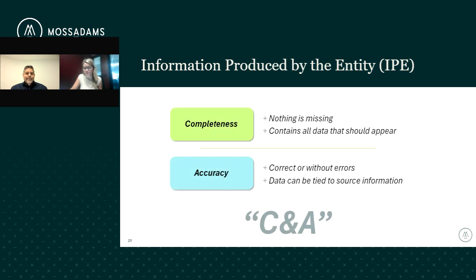So how do we know that the information being used in the performance of your controls is complete and accurate? That's the question we're trying to answer. We want to make sure that it contains all of the data that it should, and that data is free from errors. We place so much emphasis on CNA because completeness and accuracy of information is necessary. It's critical in the detection of errors as well as the detection of fraud.